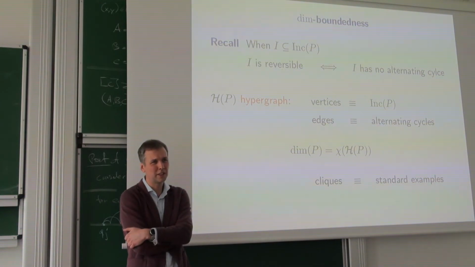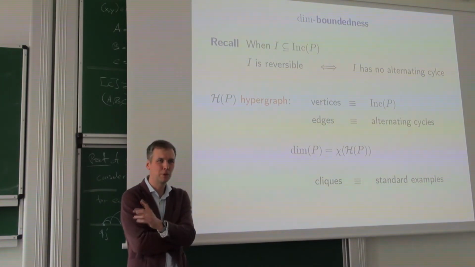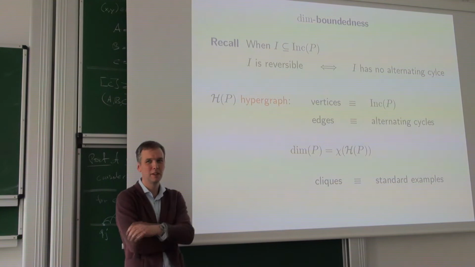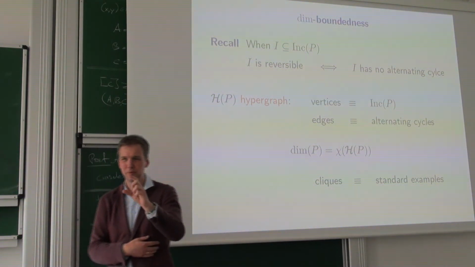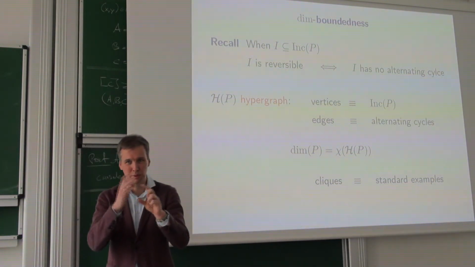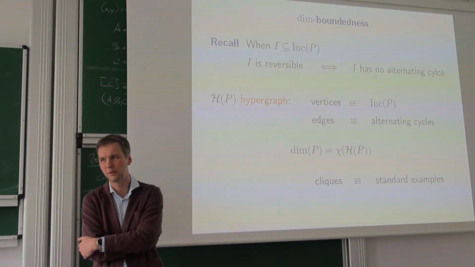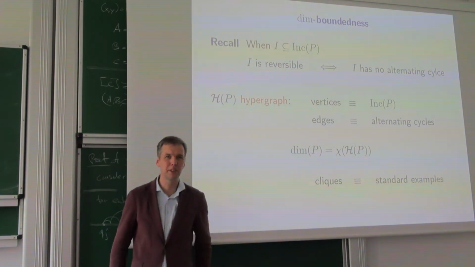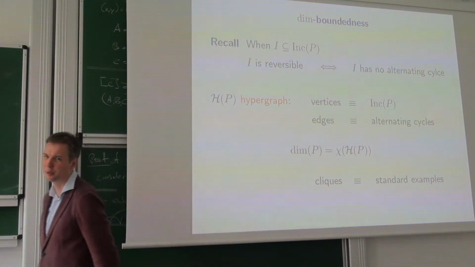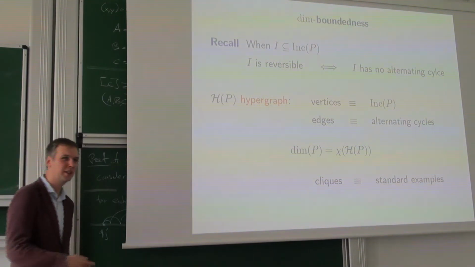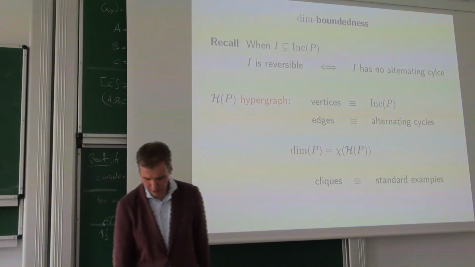And when you look at the cliques in the hypergraph, maybe we should say what we mean by cliques, a set of vertices such that every subset of size 2 is an edge. Then there are standard examples. So this supports a little bit this theory that we provide all the time, that dimension is like chi and standard example number is like omega.